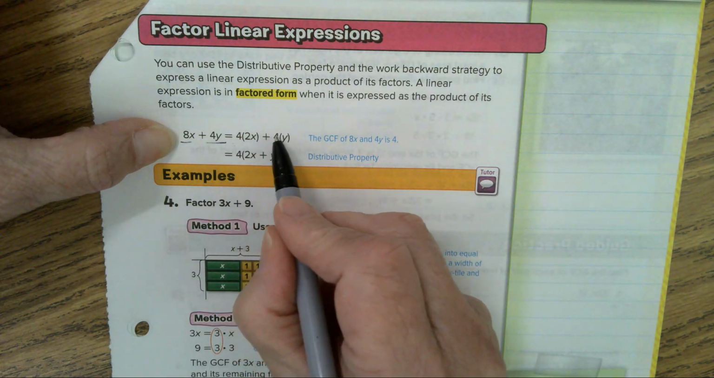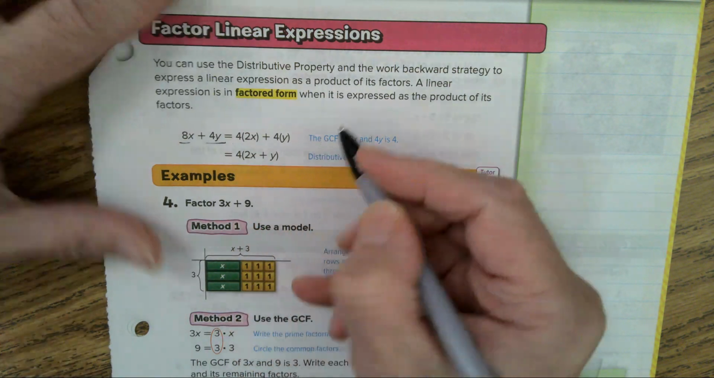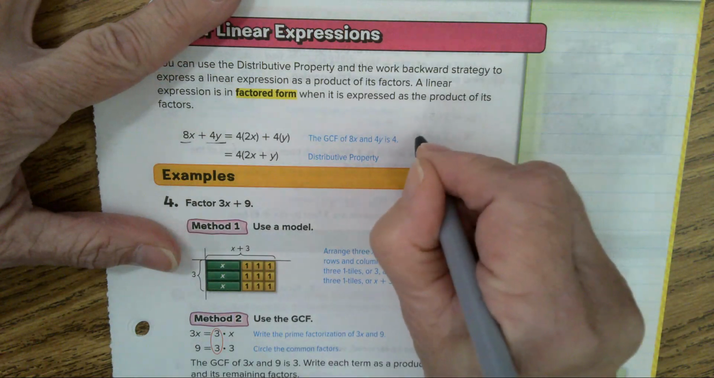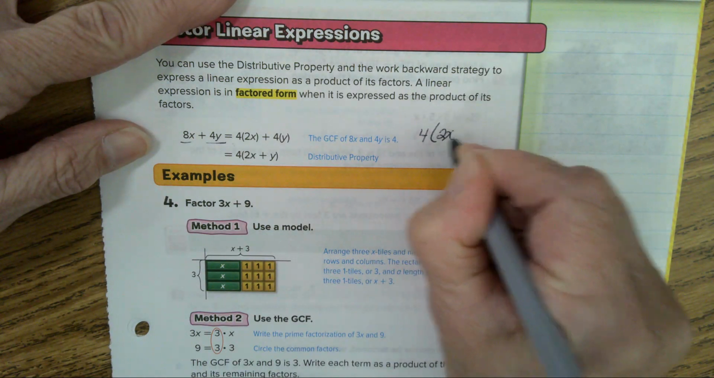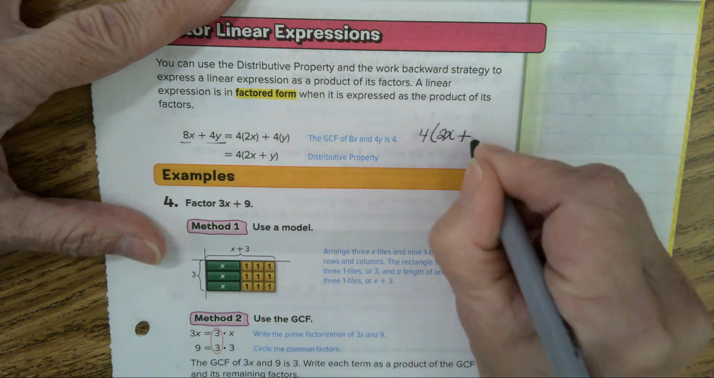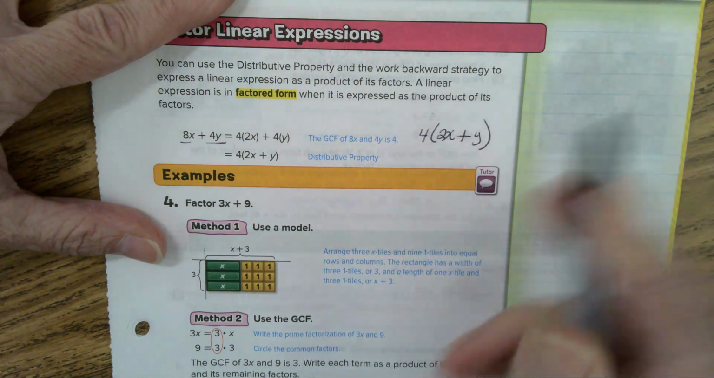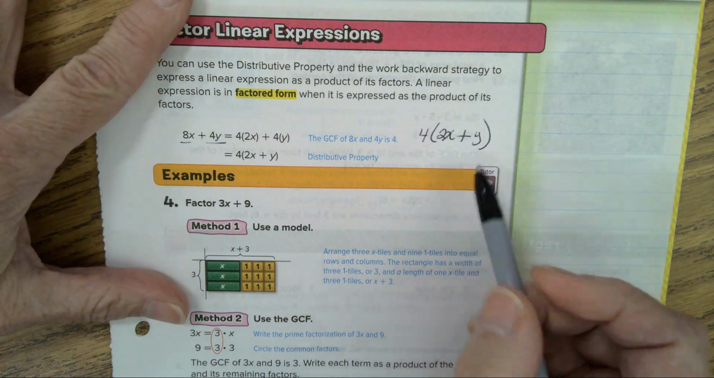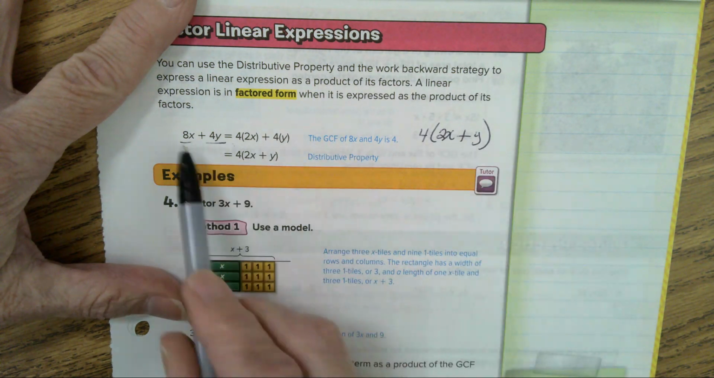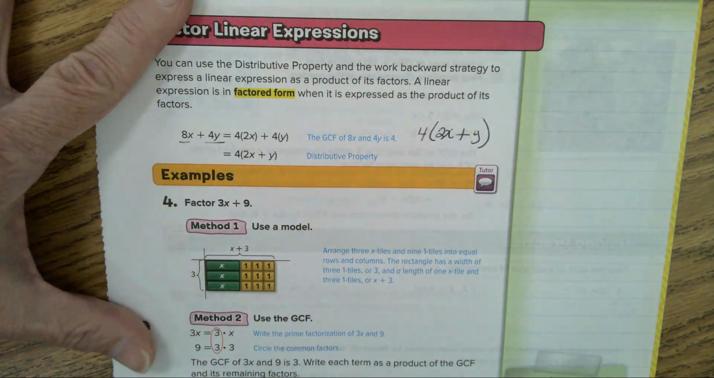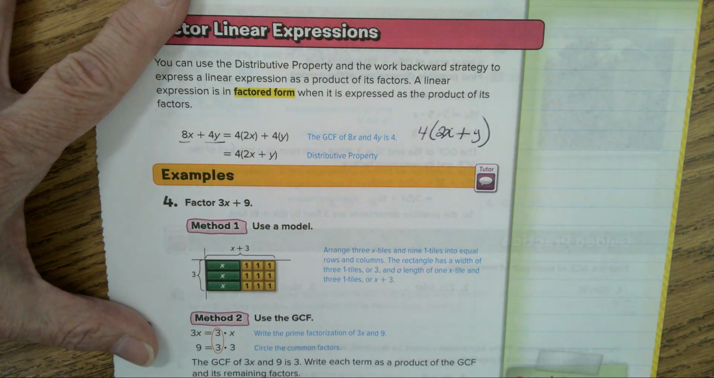And 4, they just did this step here. I don't think this step is necessary. I would just say, yeah, 4 will. 4 times what is 8x? 2x. Plus 4 times what is 4y? y. Then you go back and you double check. Does this make sense? 8x plus 4y, yes. So you always go back on a test or a quiz to make sure your answer makes sense.